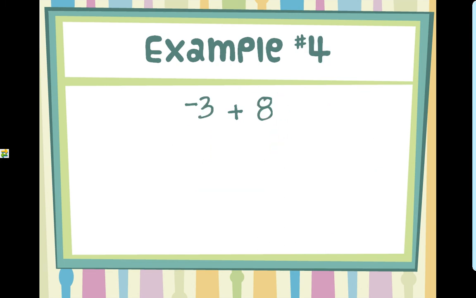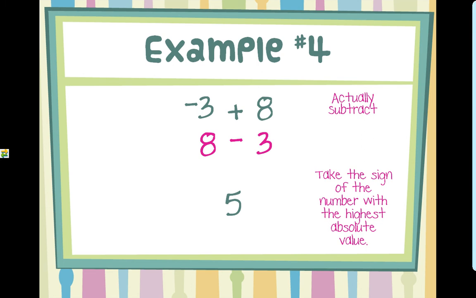Okay, let's look at another example of opposite signs. You're going to actually subtract. So pretend there's no signs. So it's going to be 8 minus 3, which gives you 5. You're going to take the sign of the number with the highest absolute value. So if you come over here, the absolute value of -3 is 3, and the absolute value of 8 is 8. So 8 has the highest absolute value, and it is positive, so our answer will stay positive 5.